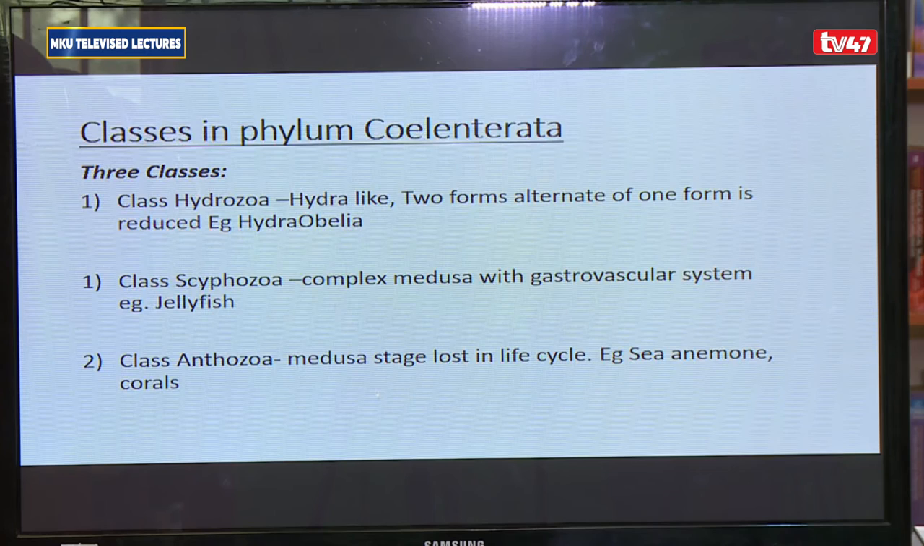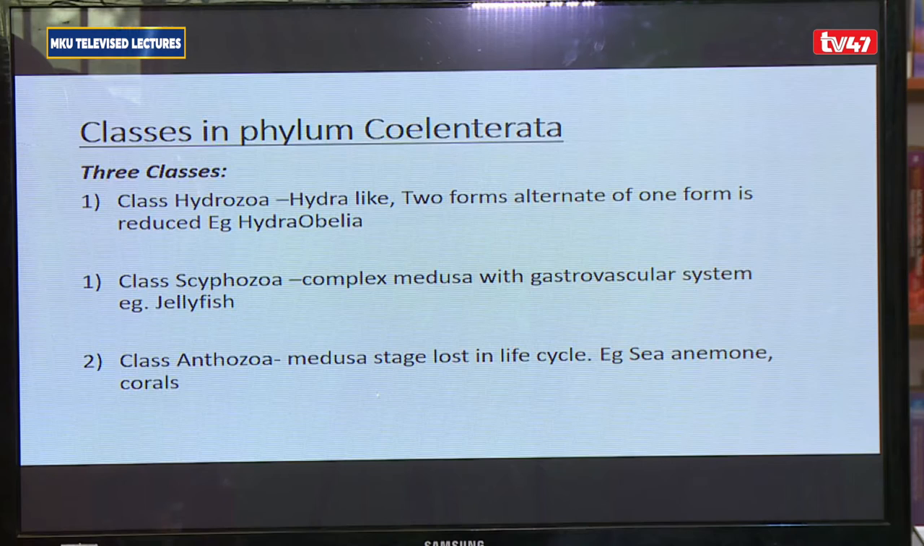The phylum has three classes. So I've got one, class Hydrozoa, two, class Scyphozoa, and three, class Anthozoa. To differentiate the three classes, Hydrozoa are hydra-like. In them, we may have the polyp and medusa forms present, and one form may be reduced. In the class Scyphozoa, they are characterized by having a complex medusa form with a gastrovascular system. Gastro meaning a digestive and circulatory system that are intertwined. And this gastrovascular system comprises basically water-filled canals. For them, the polyp form is reduced.